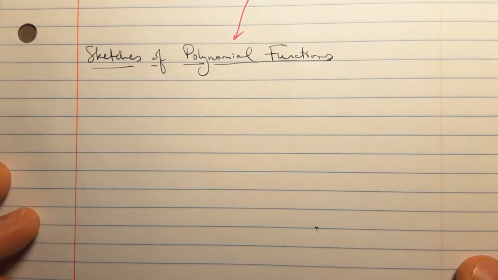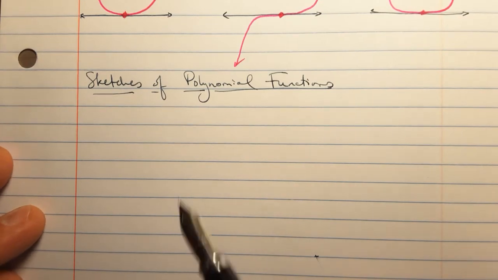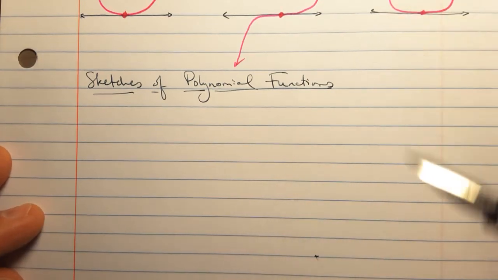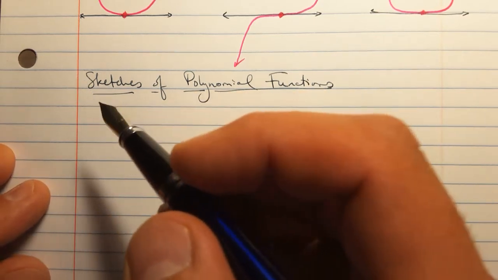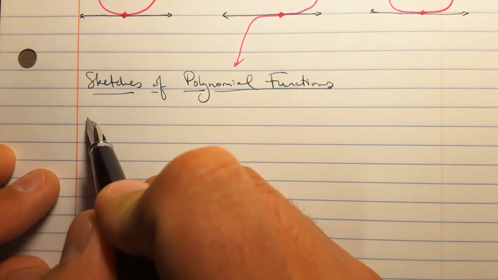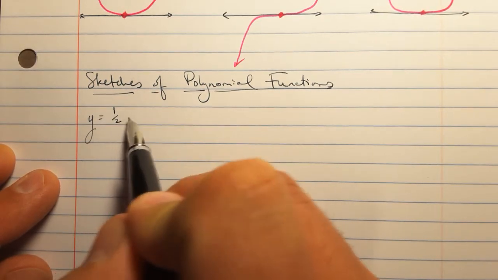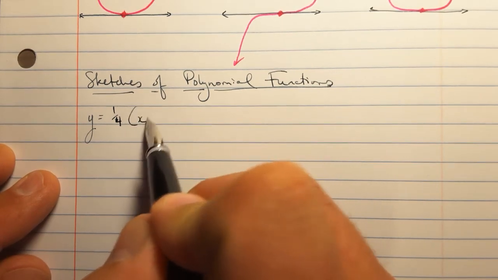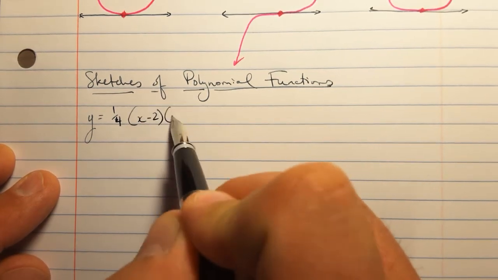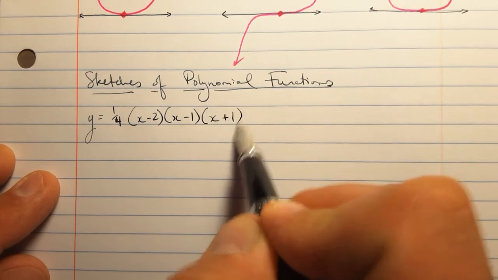Alright, let's look at some sketches of some polynomial functions. I'll just write a function down and then we're going to analyze the equation using this idea of the order of the zeros, and then we'll draw a little sketch of it. It's not going to be super accurate, but it'll tell us what the shape looks like basically. So I'm just going to use a y equals style here. Here I'm just going to do 1/4 times (x minus 2) times (x minus 1) times (x plus 1).